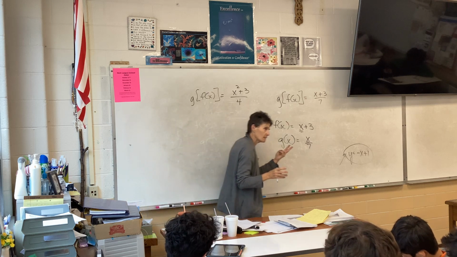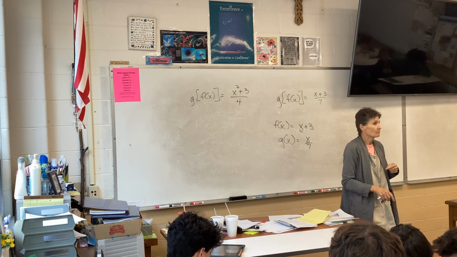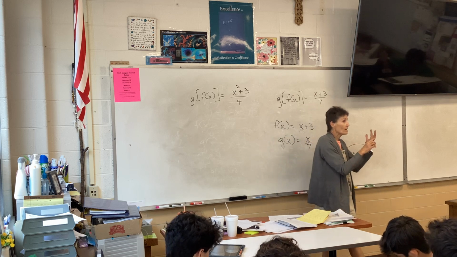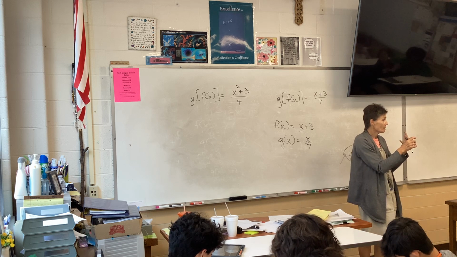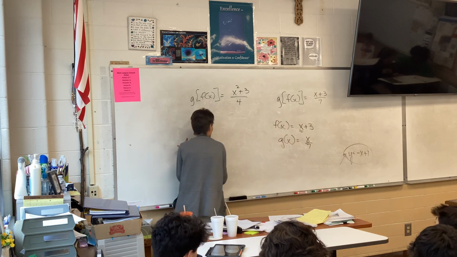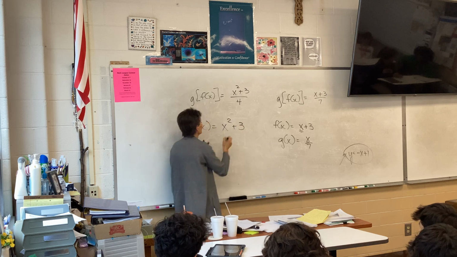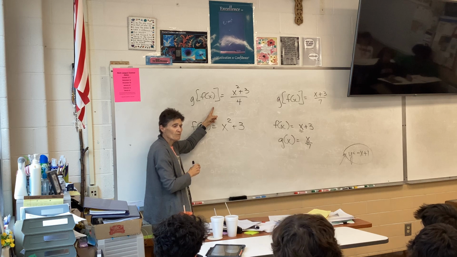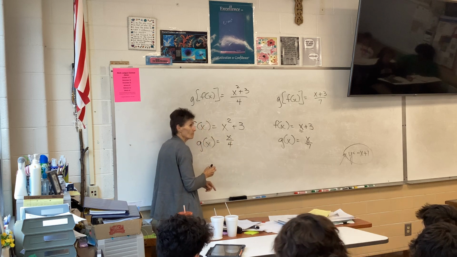So what does that automatically mean? One of the functions is going to have to do 2 things. Okay? What are the things that have to happen? We have to square, we have to add 3, and we have to divide by 4. So how do you want to split it up? x squared plus 3. So f of x can be x squared plus 3, right? And if you do it that way, what will g have to be? x divided by 4.